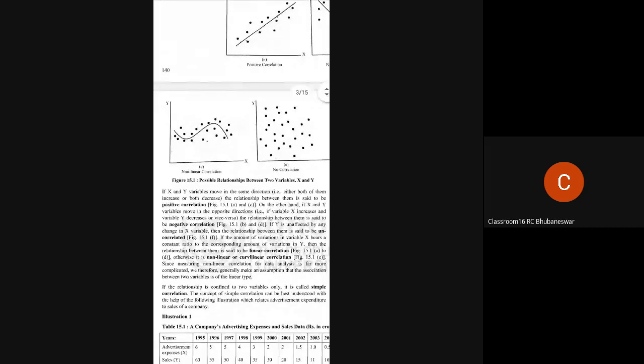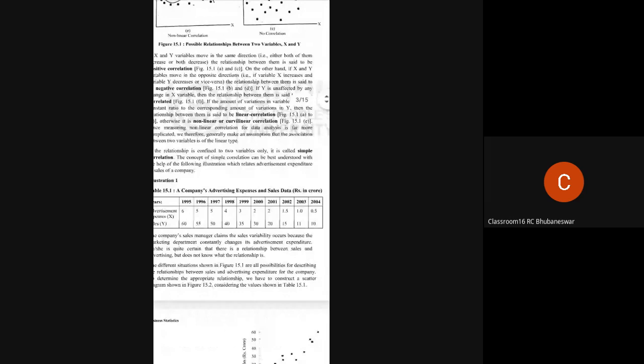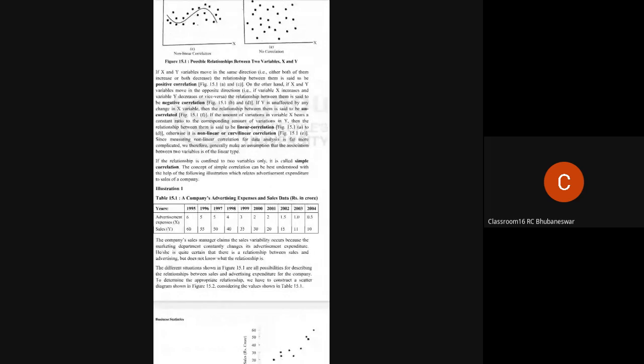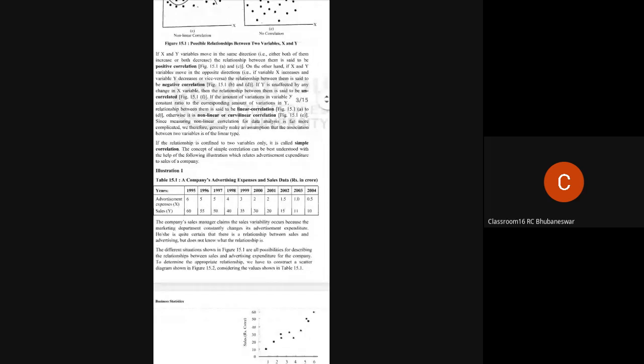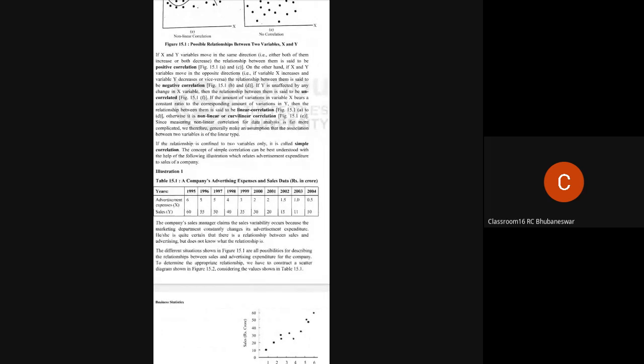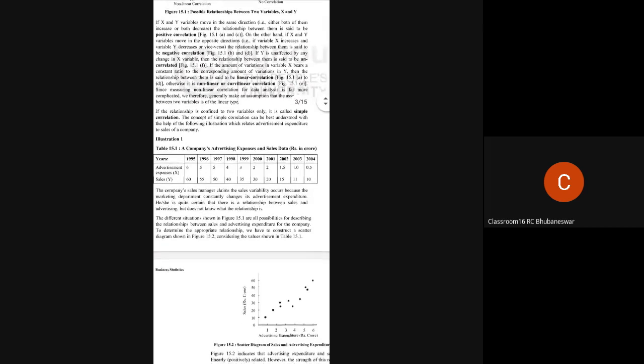On the other hand, take data of two variables, that is, in a particular company, how advertising expenses affect the sales data. If the cost of advertisement varies, ultimately the sales will also vary. So variable X is taken as advertisement and Y is taken as sales. The data from 1995 to 2004 is taken, and it is to be represented in a scatter diagram.